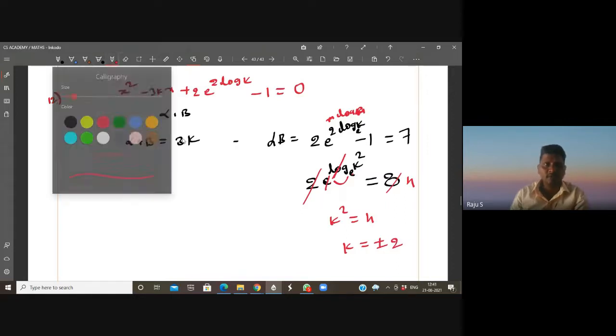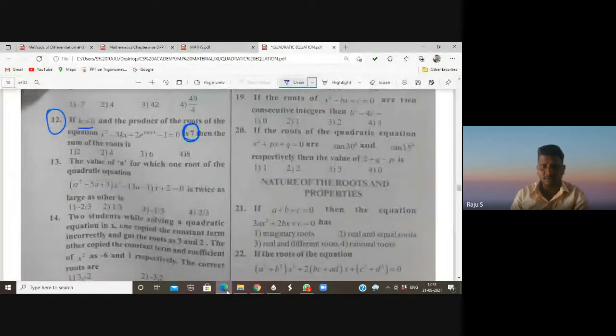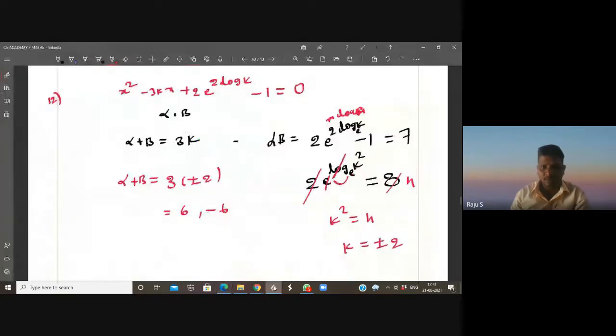This k value you have to substitute here. So alpha plus beta is equal to 3 times k, that is 3 times plus or minus 2, nothing but it may be 6 or minus 6, two cases. Plus 6 is given, right? Third option is right.